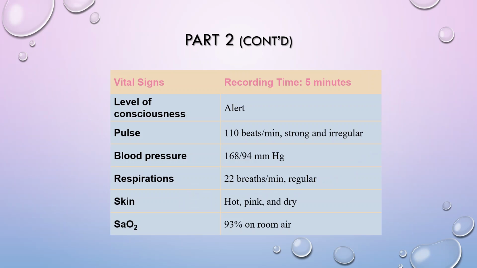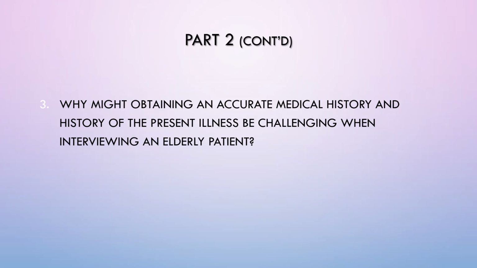Right, as far as the little conscious, nothing's really changed. She's alert. The pulse is 110 a minute, strong and irregular. The blood pressure is 168/94. Respirations are 22 a minute and regular. The skin is hot, pink, and dry. And she is 93% on room air.